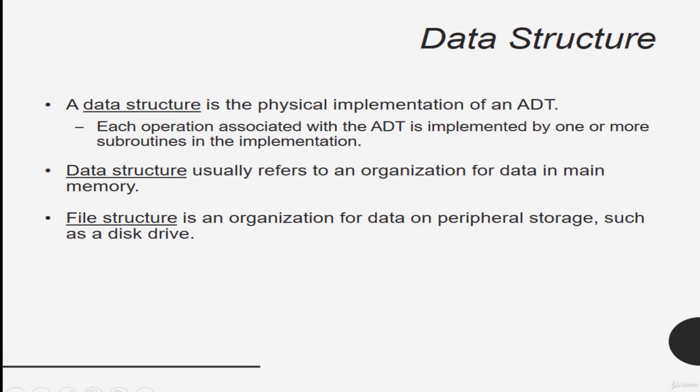A data structure is a physical implementation of an ADT, and each operation associated with the ADT is implemented by one or more subroutines in an implementation. Data structure usually refers to the organization of data in main memory, and a file structure is an organization for data on peripheral storage such as a disk device.